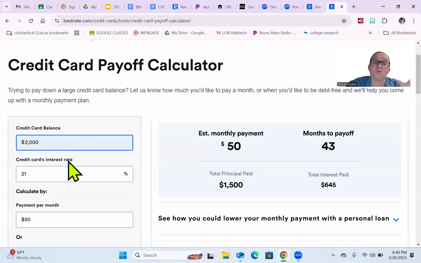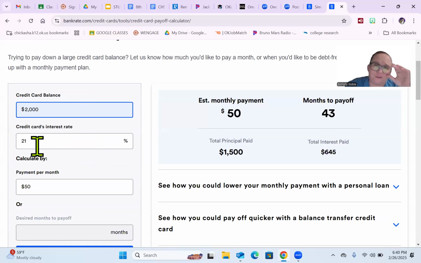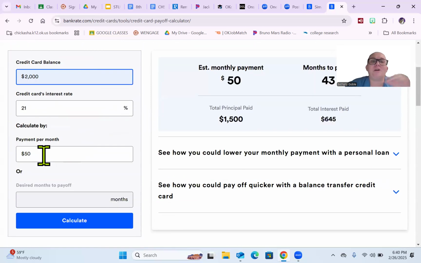Okay. So usually 21%, I know this is over some of y'all's heads, but this is usually the rates now. When you put things on a credit card, they're usually going to charge you 21%. Okay, so I'll keep it there. I'm only going to be able to make $50 a month. I'm like, oh my gosh, I can't just pay $2,000 in 30 days. I can only pay $50 a month.